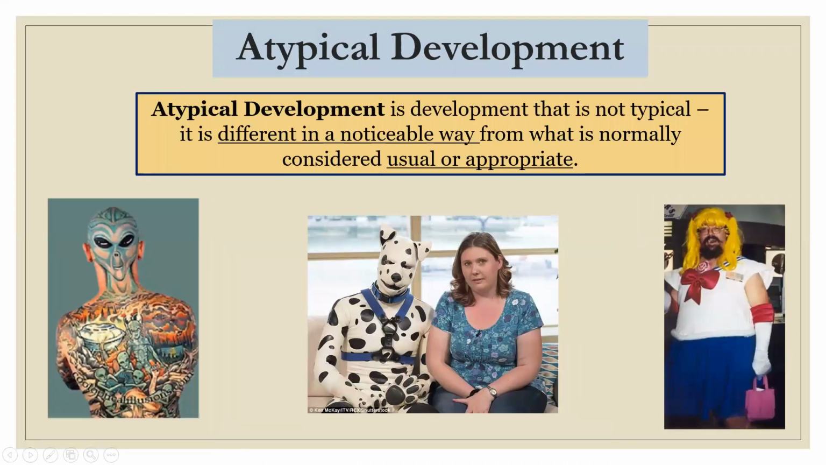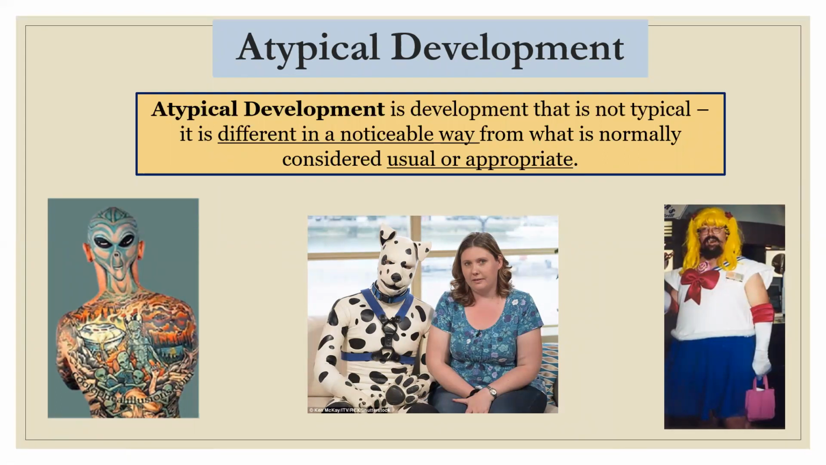So our first slide is defining atypical development. The name of this chapter is, I'm sorry, atypical psychological development. When we're talking about atypical development, it's development that doesn't follow a typical pattern, okay? Atypical is the opposite of typical. So atypical development is development that's not typical. It's different in a noticeable way, okay?